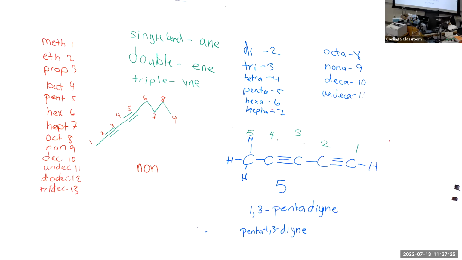Then what are we going to do? Nona-diyne. We put that a in to let them know that it's di. How do I say triple bond? Yne. Nonadiyne. And then what do I also need to do? We already got how many there were. Where it's at: 2 and 4. So it's 2,4-nonadiyne. Or we could have written it like this: nona-2,4-diyne.